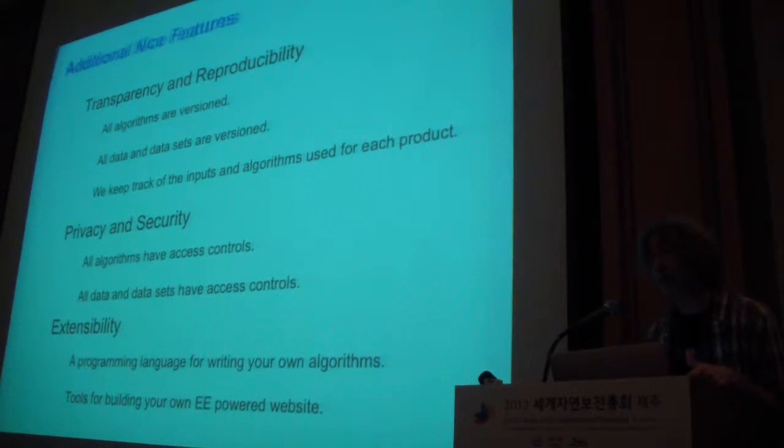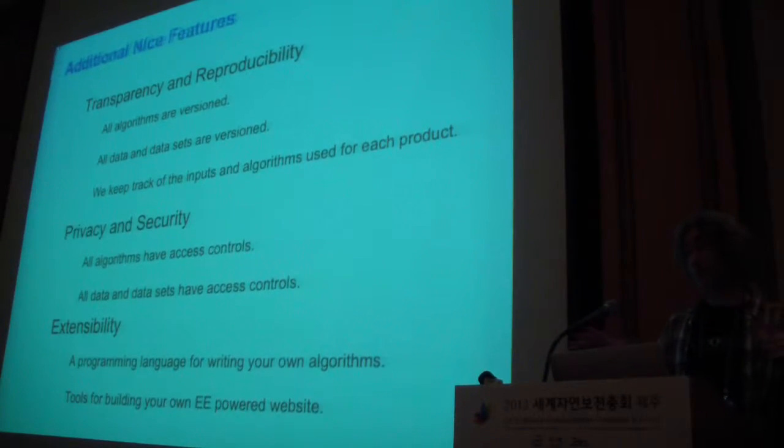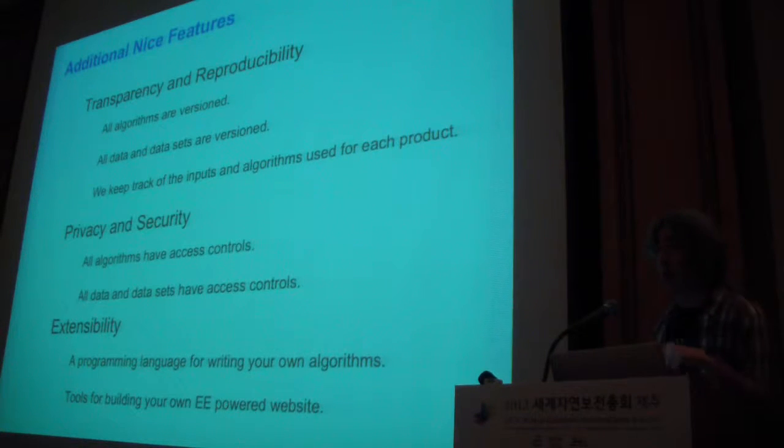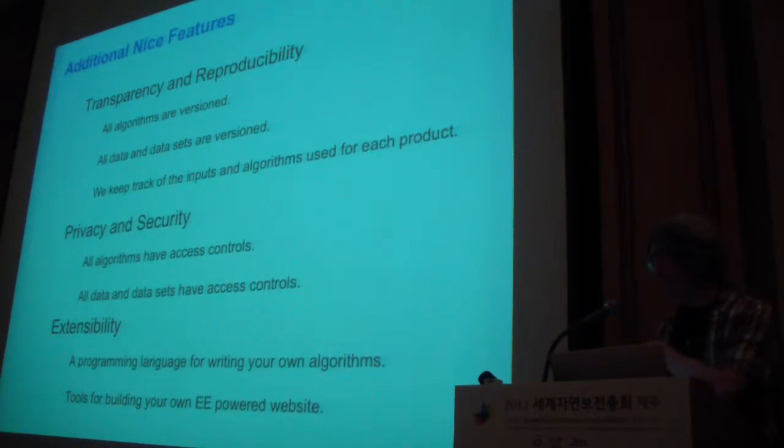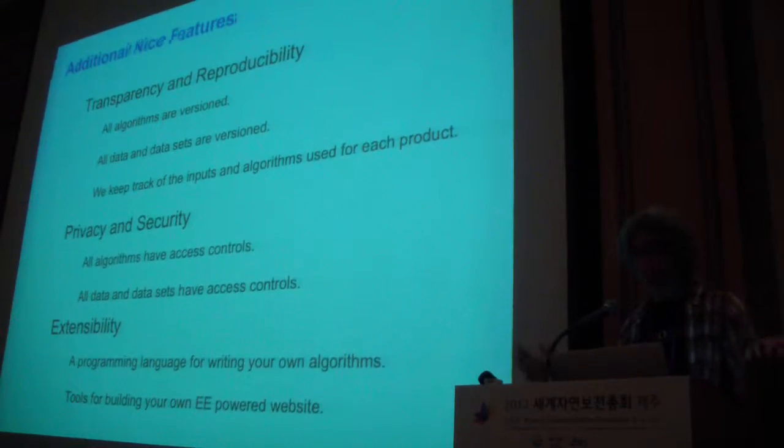Another nice thing in the platform is we have access controls. So your data can be kept private, your algorithms can be kept private, and you can choose what to share with whom. The other thing that's nice about it is that it's extensible. You can write your own algorithms, or you can use the ones that we already have. And rather than using websites that we've built, which is what we're going to look at at lunch, you can, like the Amazon folks, build your own websites.